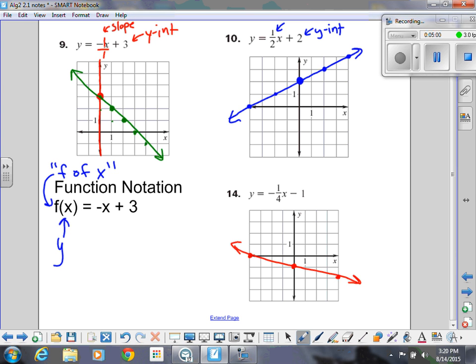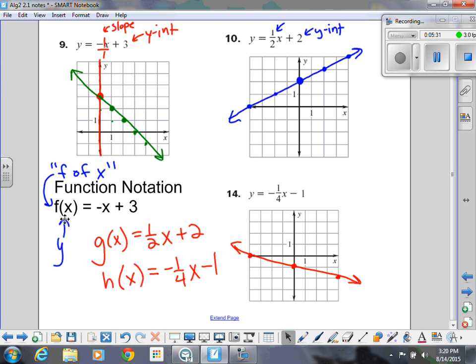And really, we do this so that we can name different functions. So I can name that very first equation that I graphed, I can name that f of x. And then the second graph, let's say I wanted to name that g of x. So g of x would be the 1/2 x plus 2. And then this last one that you did on your own, we could call that h of x. So I can talk about the h line and the g line and the f line, and then you know exactly what I'm talking about. So that function notation allows me to be more specific. It also tells me what is the independent variable.